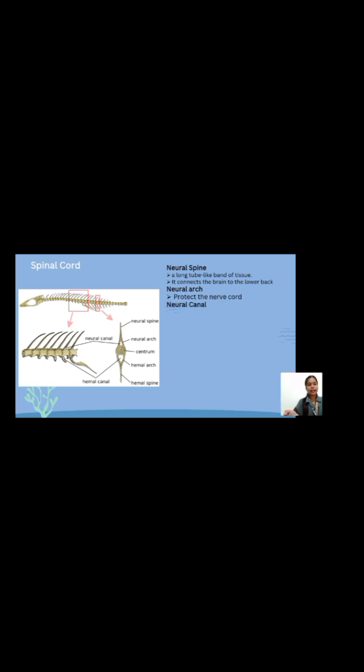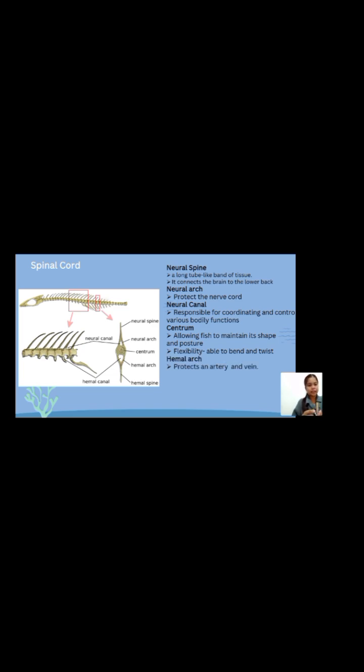Next is the neural canal, responsible for coordinating and controlling various bodily functions. Next is the centrum. It allows the fish to maintain its shape and posture. It is also responsible for the flexibility of a fish, to be able to bend and twist. For example, if you're going to swim, the one that functions for the bending of a fish is the centrum, which is located at the center.